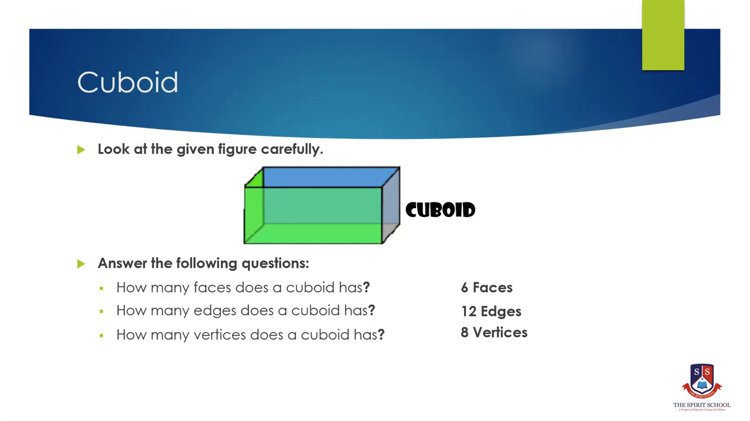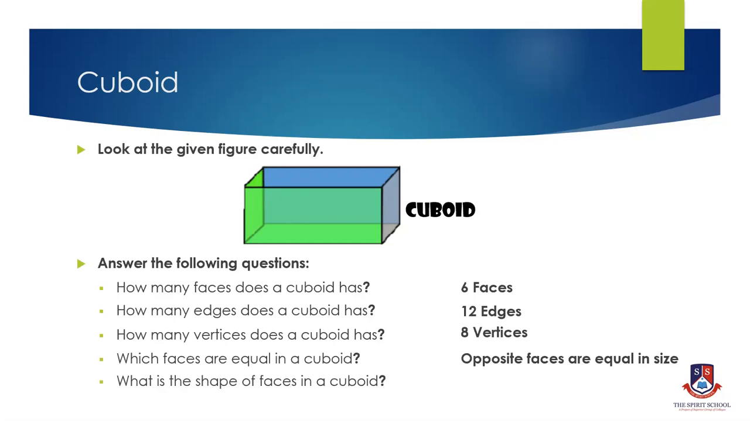As I told you earlier, a cuboid is very similar to a cube, but there is one difference. In a cube, all faces are equal in size, whereas in a cuboid, only opposite faces are equal in size. So this is the only difference. Apart from that, all the characteristic features of a cube and cuboid are the same, right?